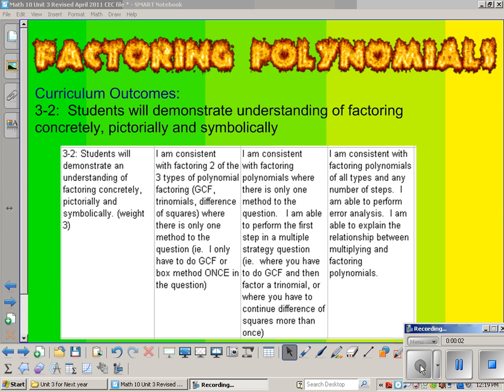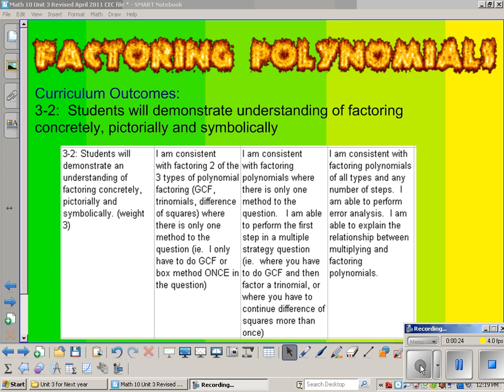Okay, this next outcome is where students will demonstrate understanding of factoring, concretely, pictorially, and symbolically. To be a level 2, you will be consistent with factoring 2 of the 3 types of polynomial factoring that we are going to do in this course: greatest common factor, trinomials, and difference of squares, where there is only one method to the question, so there's not multiple steps.